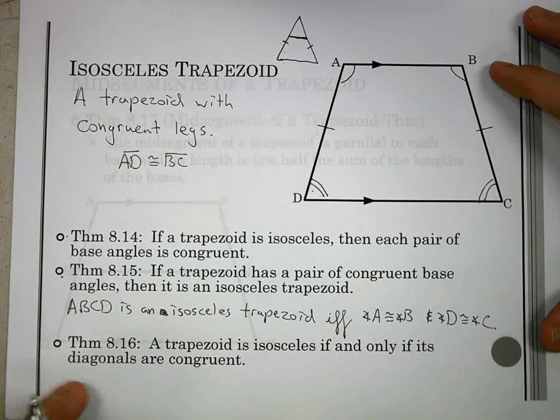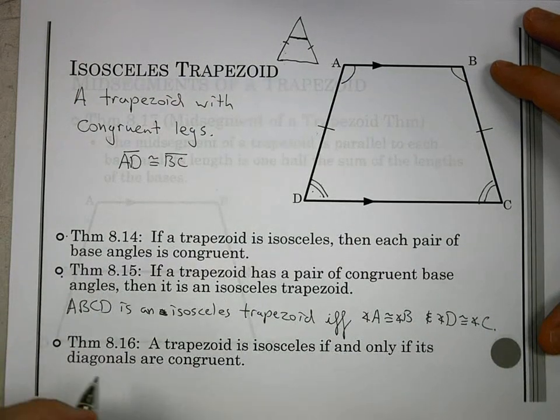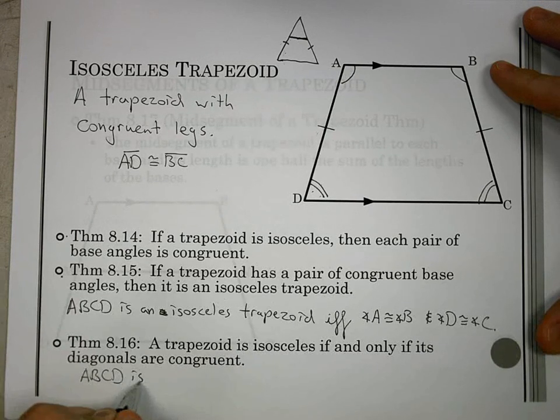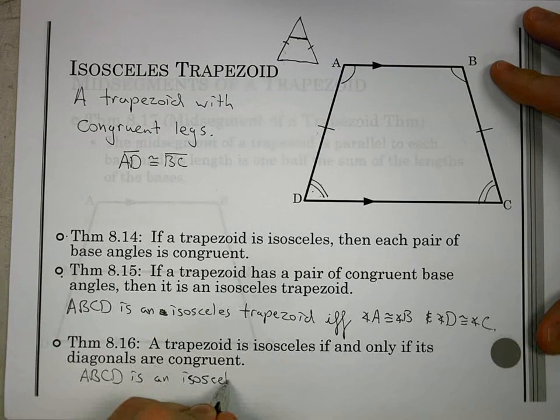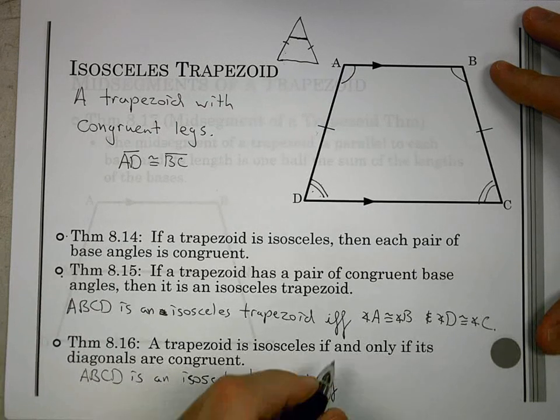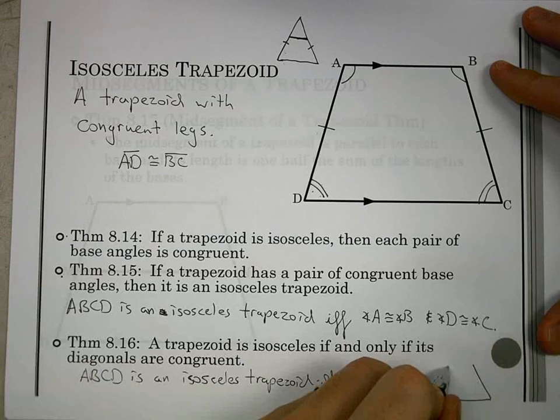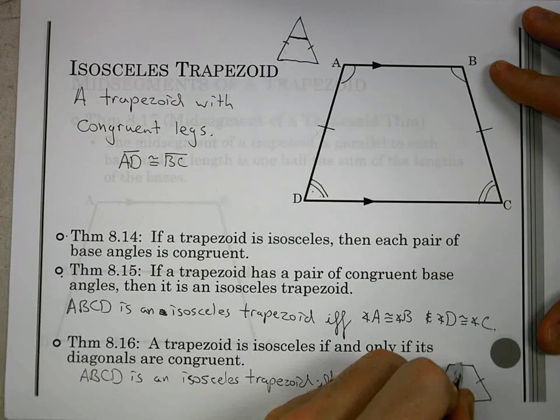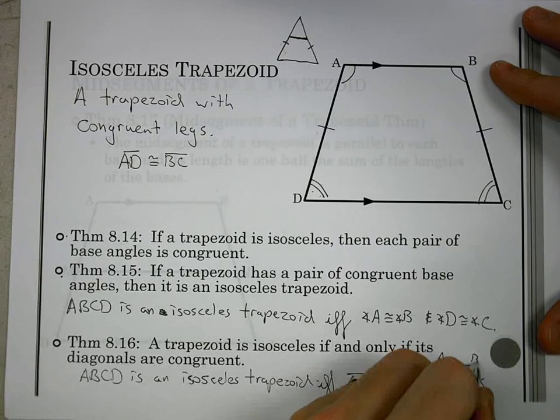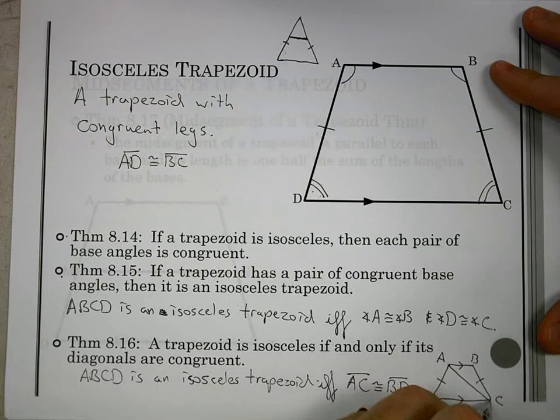Theorem 8.16 says a trapezoid is isosceles if and only if its diagonals are congruent. So here we're going to say ABCD is an isosceles trapezoid, if and only if AC is congruent to BD. I'm not going to draw those diagonals in my diagram. I'm just going to draw another one here. Make sure we mark it as isosceles. And then draw on those diagonals.